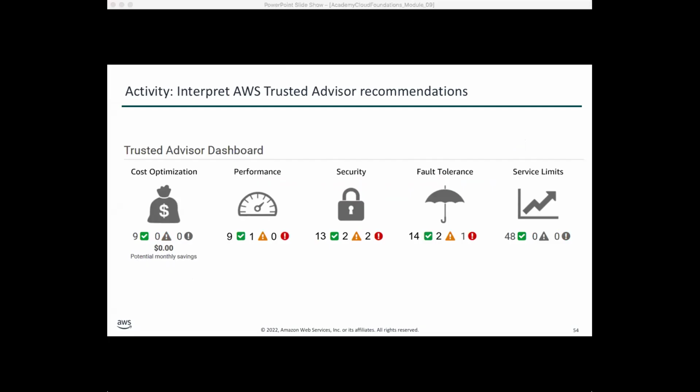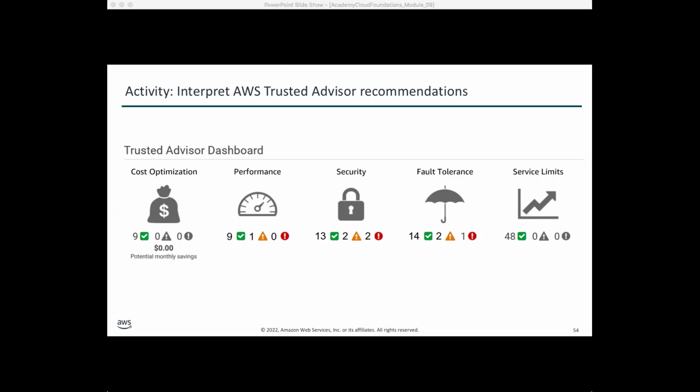Here, there's an activity, right? We have time, so we can do it now, or we can do it in the lab. Activity: interpret AWS Trusted Advisor recommendations. So we can use the AWS Trusted Advisor tool.